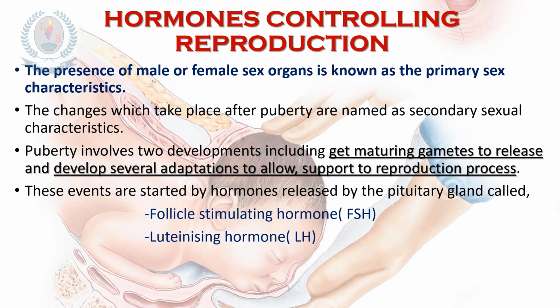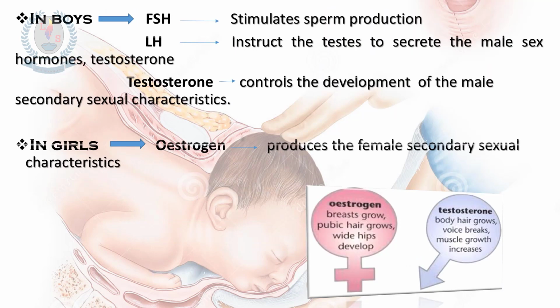These events are started by hormones released by the pituitary gland, called follicle stimulating hormone, or FSH, and the luteinizing hormone, generally known as LH. In boys, FSH mainly stimulates sperm production, while LH instructs the testes to secrete the male sex hormone, which is called testosterone. Testosterone controls the development of the male secondary sexual characteristics.